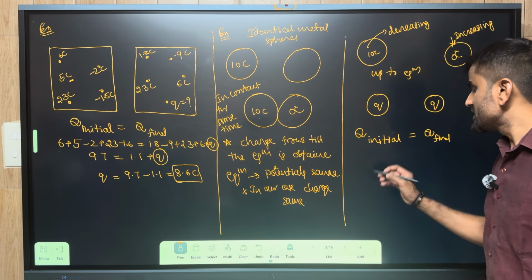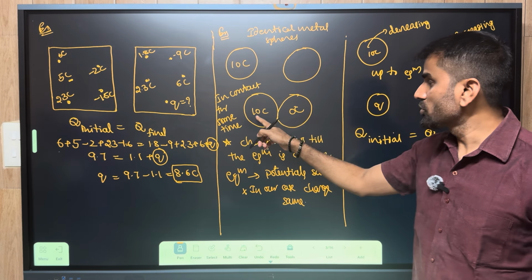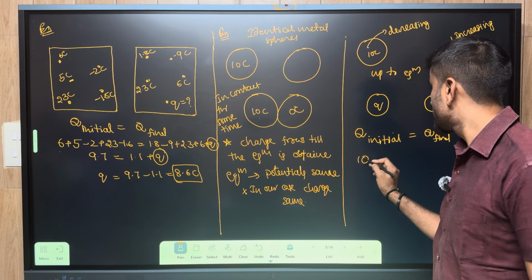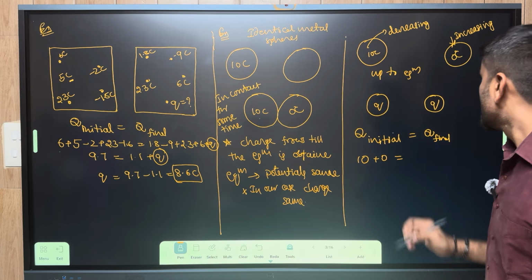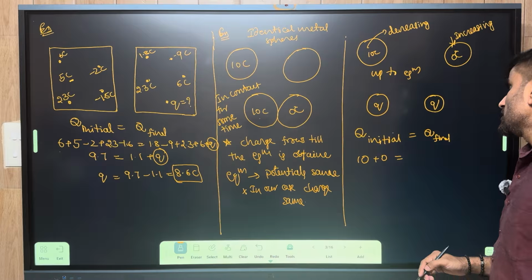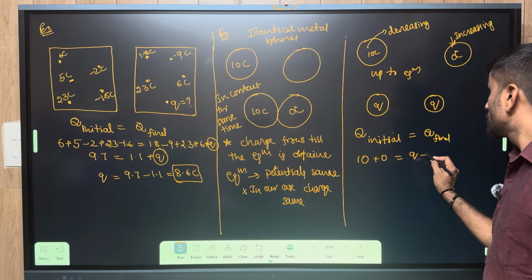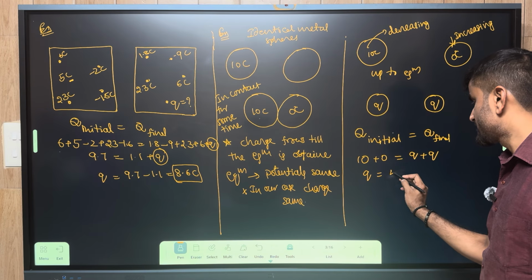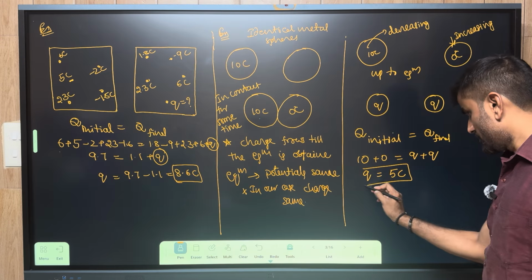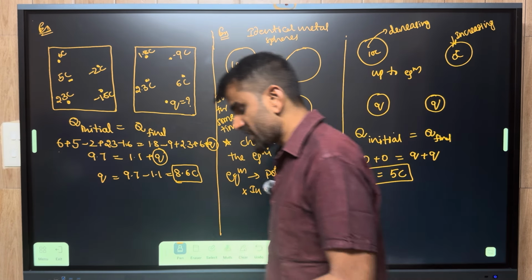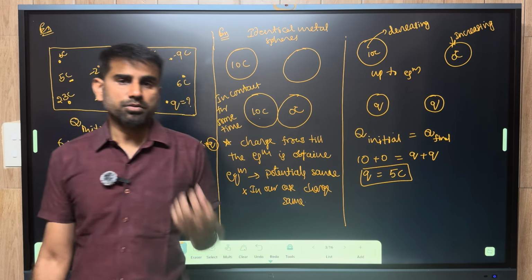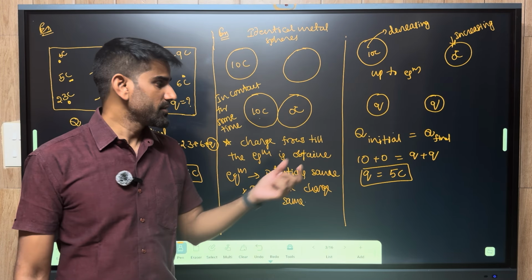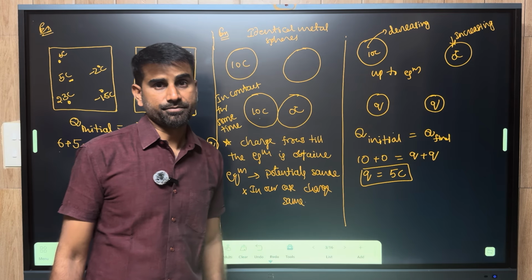Okay. So what is the initial charge of the system? This is 10 coulombs and this is 0 coulombs. That means total charge is 10 coulombs only. 10 plus 0 is equal to, now what is the total charge at the final stage, which is Q plus Q. Now what would be the charge on each sphere, which is 5 coulombs. So charge has been equally distributed to the objects because we have considered two identical objects. So this may not be possible every time, okay.